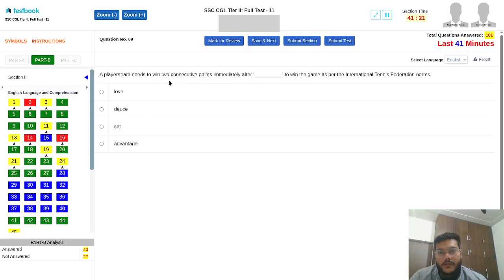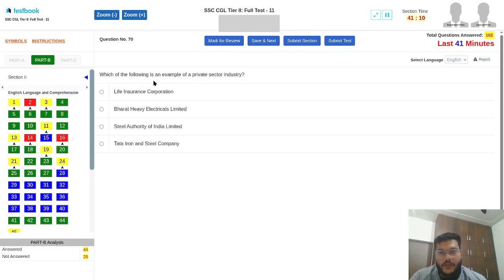A player or team needs to win 2 consecutive points immediately after deuce to win the game as per international tennis rules. After deuce comes advantage, then win. Which of the following is an example of a private sector industry? LIC is not, Bharat is not, steel.